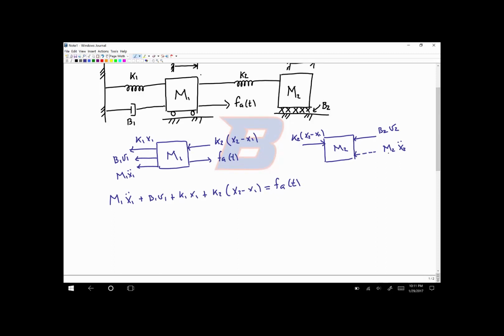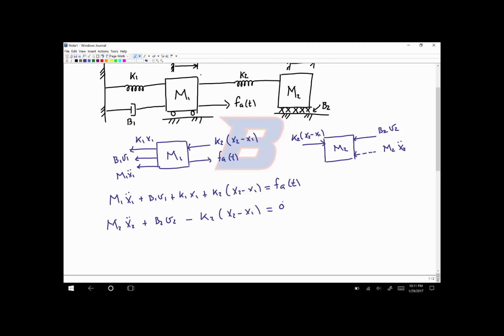So for M2, I'm going to do the same thing. I like to keep the coefficient with the highest differential positive. So I'm going to get M2 X2 double dot positive, and then I have B2 X2 dot going to the left, so that's going to be also positive. And then I want to have a minus because this force right here is going to the right, a different direction from this guy here, so I'm going to have a minus K2 times X2 minus X1, that's equal to 0.